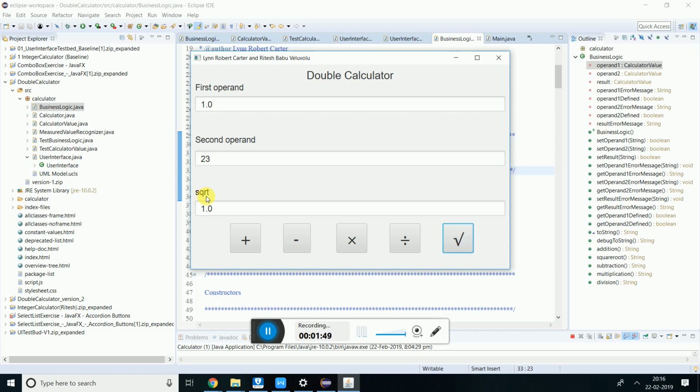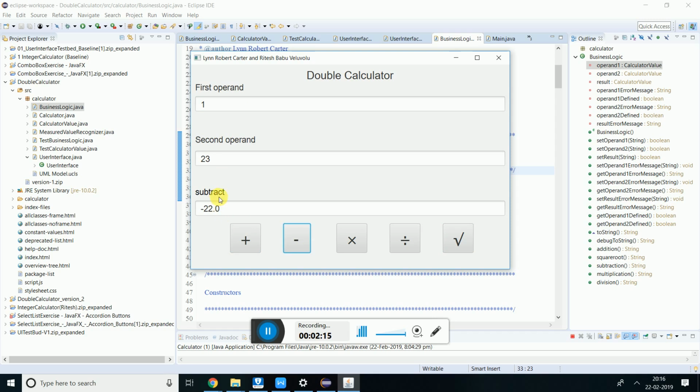Also, the name of the text field is changed to sqrt, which denotes the square root. One thing to note is that this double calculator always displays the output in the double format. Suppose you give the two inputs in integer format, it displays the output in double format.